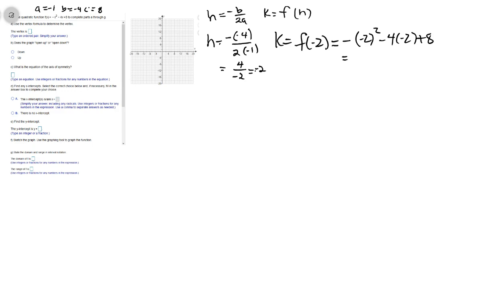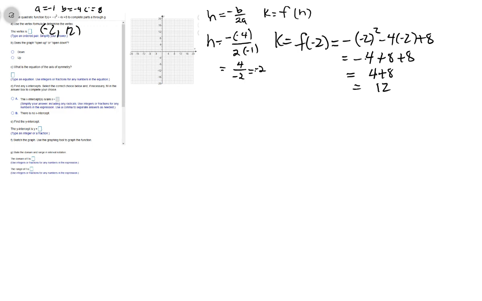We're going to simplify following order of operations. I'm going to apply the exponent first. -2 squared is a +4, but we carry that negative down. -4, minus 4 times -2 is a +8, plus 8. -4 plus 8 is +4, plus 8 gives me 12. So now we have our vertex being -2, +12.